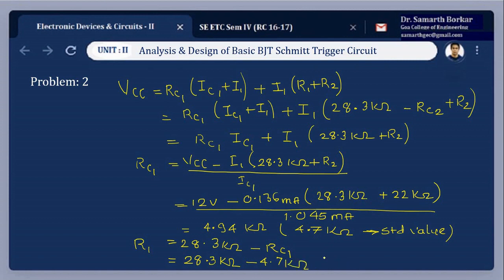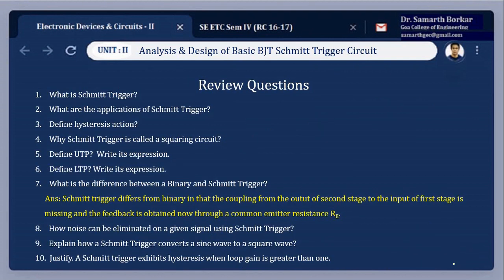So it is 28.3 kilo ohms minus 4.7 kilo ohms. So the answer is 23.6 kilo ohms. So the standard value, nearest value, will be 22 kilo ohms. So we have come to an end of this problem. So these are the review questions. You can go through these questions.